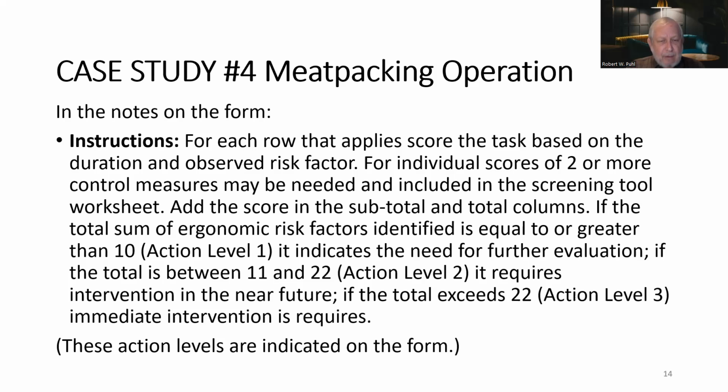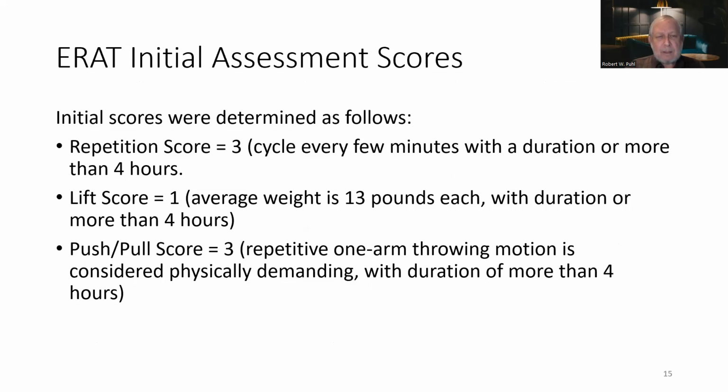If the total sum of ergonomic risk factors identified is equal to or greater than 10, action level 1, it indicates the need for further evaluation. If the total is between 11 and 22, action level 2, it requires intervention in the near future. And if the total exceeds 22, action level 3, immediate intervention is required. And there are action levels right on the form. So that's another thing to say about this form. It's got a lot of stuff on it that helps you explain it.